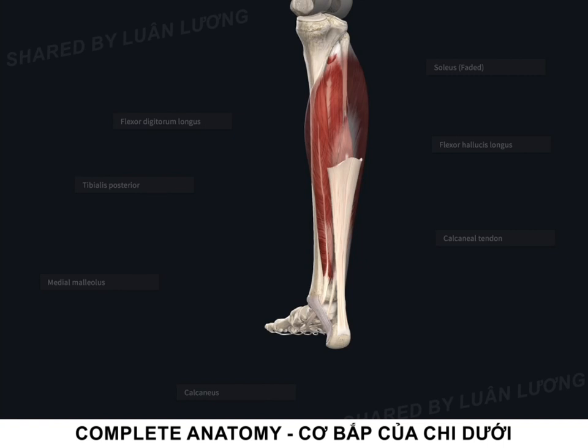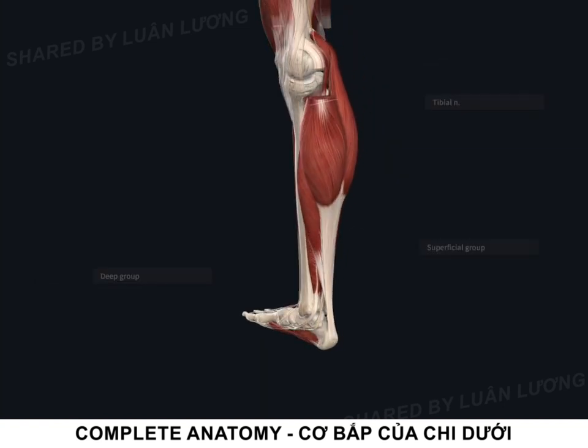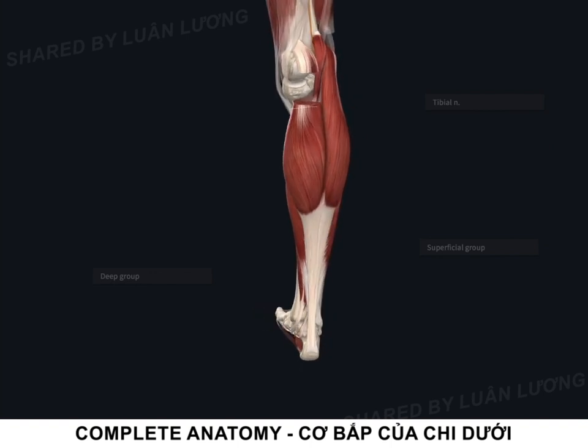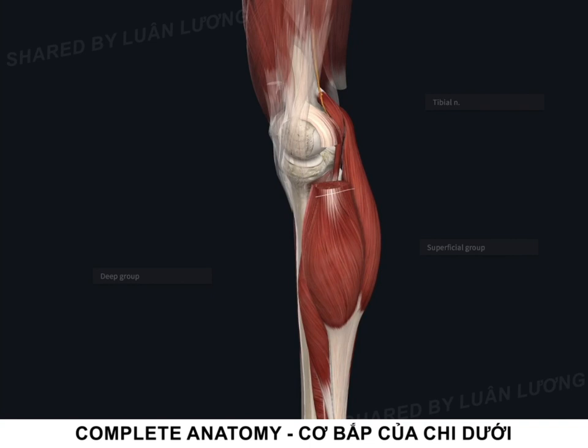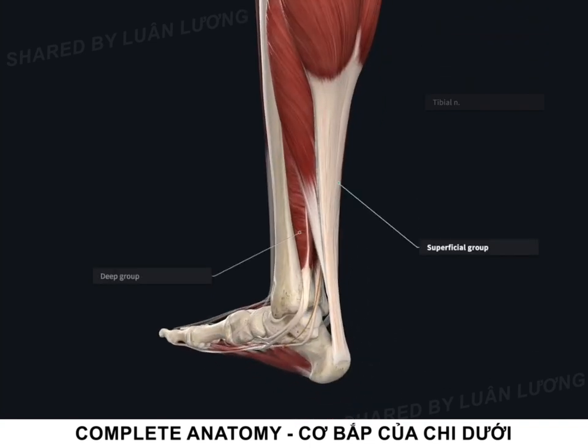All of these muscles in the posterior compartment of the leg are going to share a common innervation by the tibial nerve. So we're going to see that behind the knee, this nerve, the tibial nerve, is going to descend into the posterior compartment of the leg, where it's now going to be able to provide motor innervation to both the superficial group of muscles and the deep group of muscles.